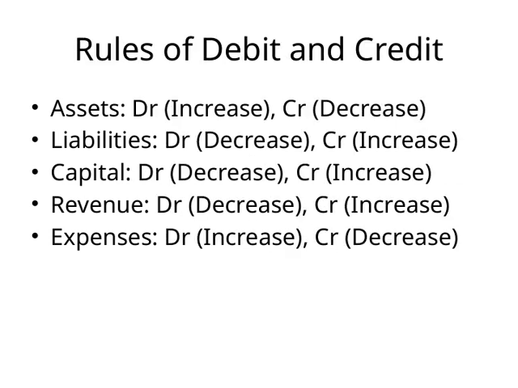Now, let's take a closer look at the rules of debit and credit, which are fundamental to understanding how transactions are recorded in accounting. When it comes to assets, increasing an asset is recorded on the debit side, while decreasing it is recorded on the credit side. Think of assets as resources the company owns. If you acquire more assets, you debit, and if you dispose of some, you credit.